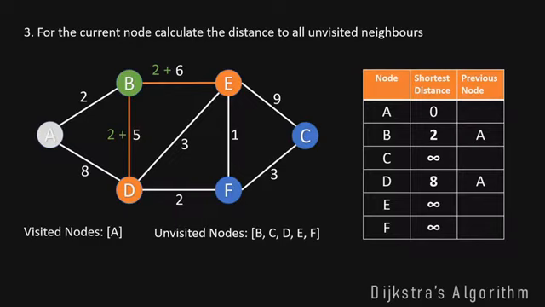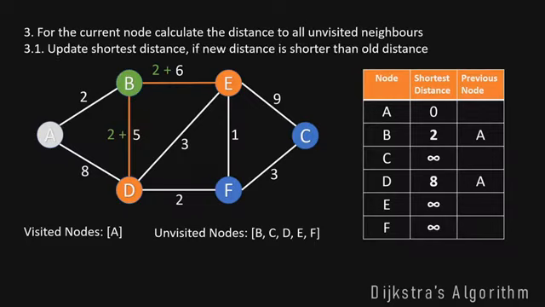Node E will have the current distance 8 from A over B. And now we need to check if 8 is less than the current shortest distance that we stored in our table. And the current shortest distance we stored in our table is infinity, and 8 is certainly less than infinity, so we update our shortest distance to E and set B as a previous node.